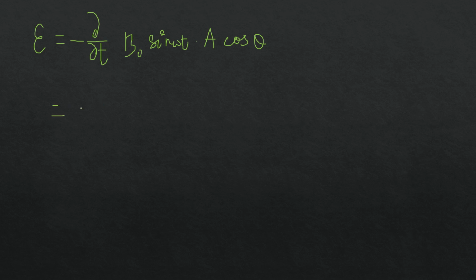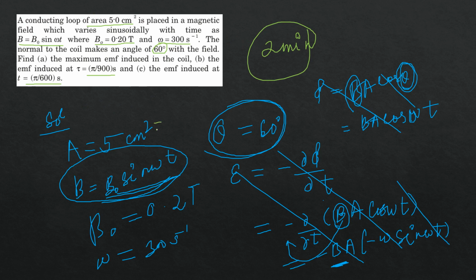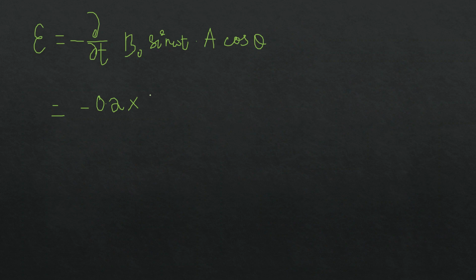So minus B naught. B naught is given, right? B naught is 0.2. A is given, right? A is 5 centimeter square. If I convert centimeter square to meter square, that will be 5 into 10 to the power minus 4 meter square. So this will be 5 into 10 to the power minus 4.